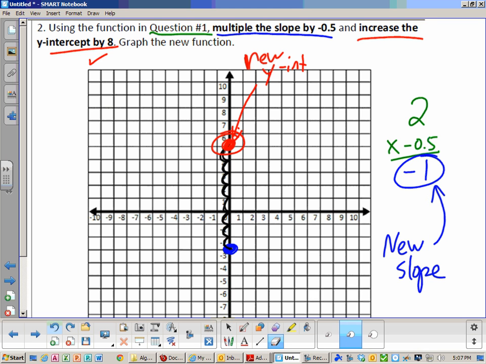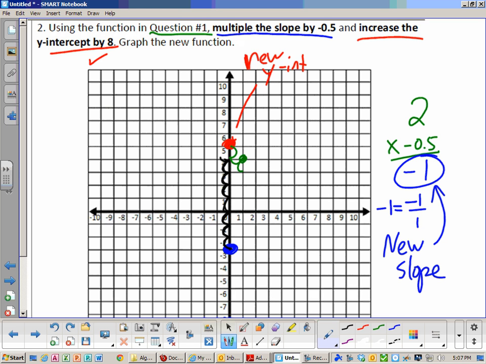Let me just get rid of those lines. I don't like those lines right there. Go away. And then you're going to do a slope of negative 1. Don't forget that negative 1 is the same thing as saying negative 1 over 1. So which means instead of going up 1, you're actually going to go down 1, right? Down 1 over 1. Down and put a point.